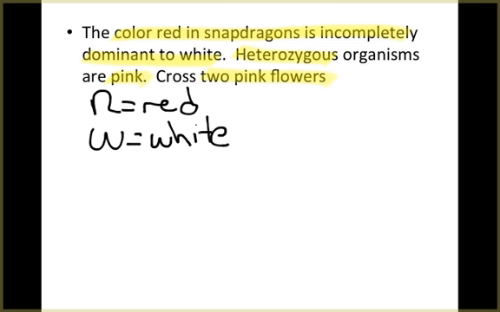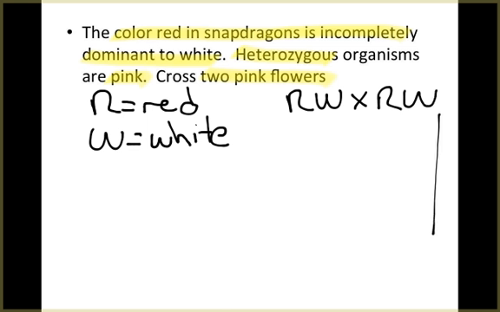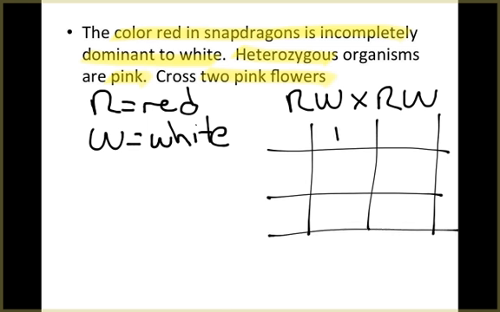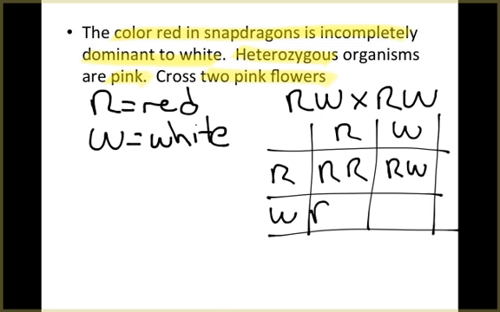If they're heterozygous, remember they have one of each allele, and we're going to cross two pink flowers. We're going to cross two heterozygous organisms, so we're going to cross RW with RW. We go through this, drawing out our Punnett square, putting each allele in its proper box and crossing them. Again, the process is very similar. The only difference is that our heterozygous individual expresses its own phenotype, and we're using two different letters.